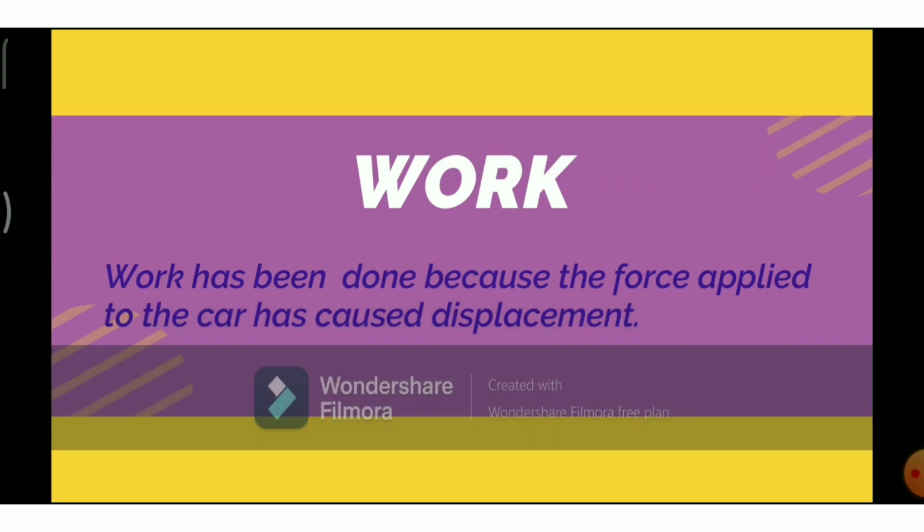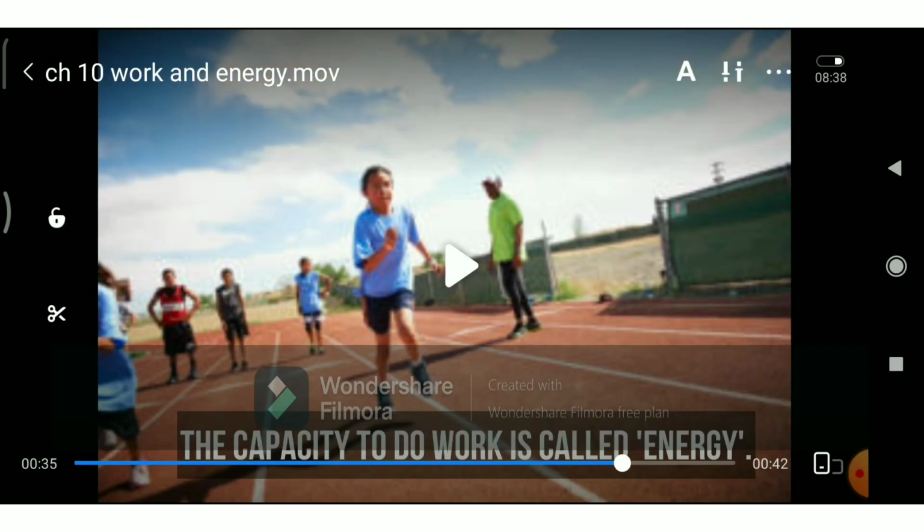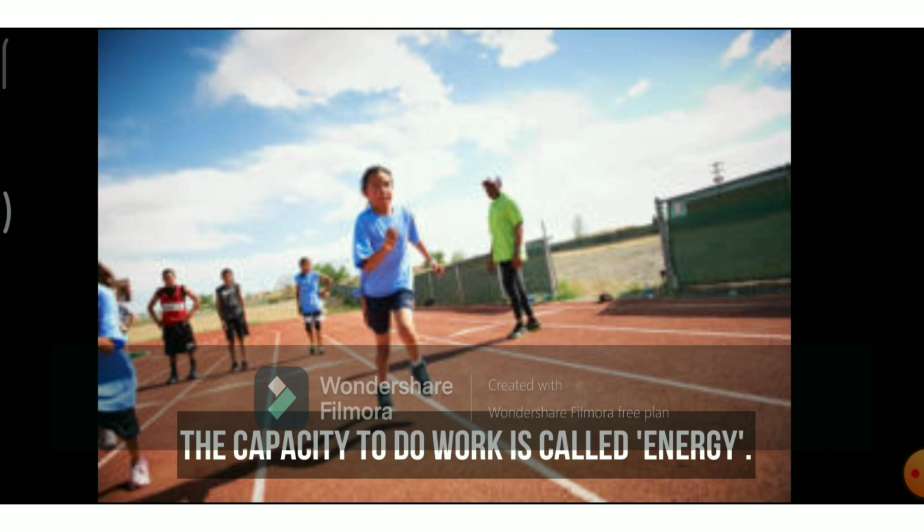This was a definition of work. Work has been done because the force applied to the car has caused displacement. This is the conclusion for the picture that we saw before, about the man pushing the car. We say that work is being done because there is displacement of the object, that is the car, with the applied force. So that was work that is done. Now to do this work, as I said, we need energy. And what is energy? The capacity to do work is called energy.